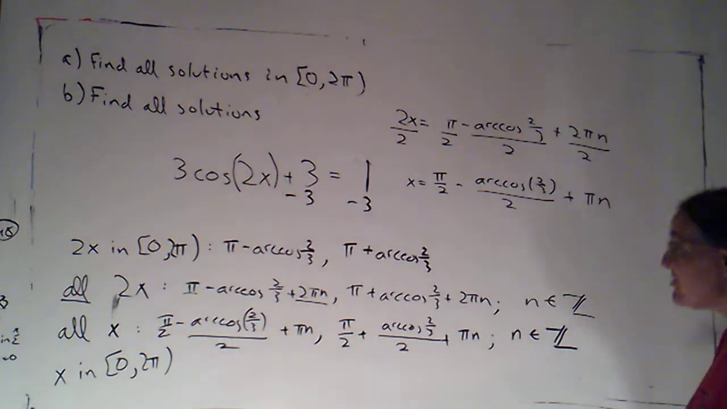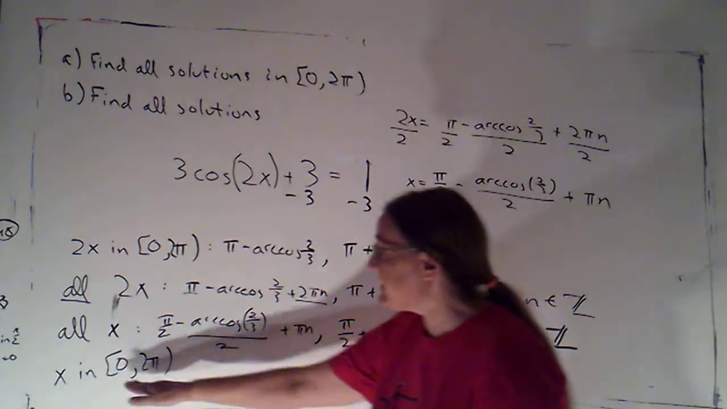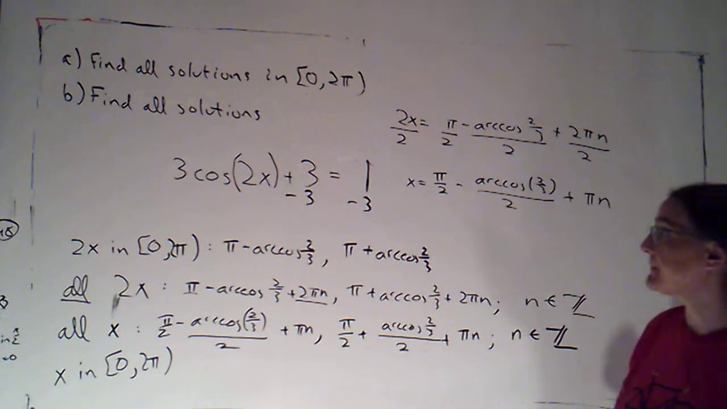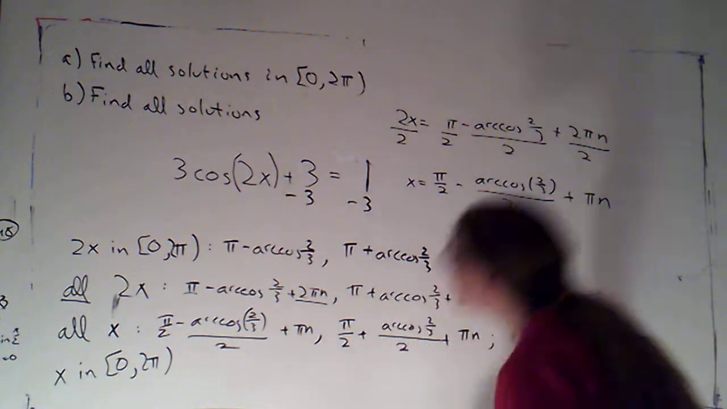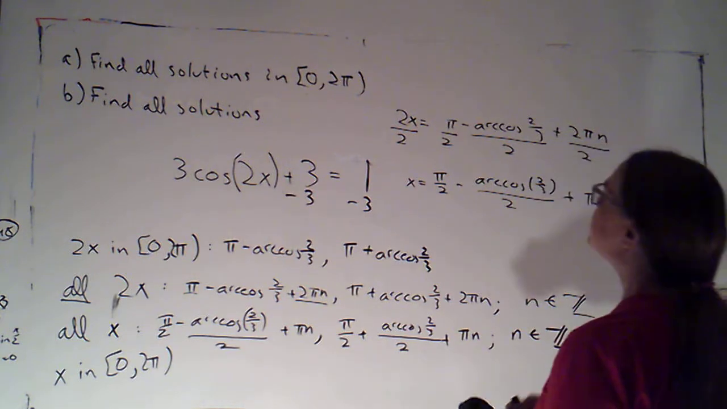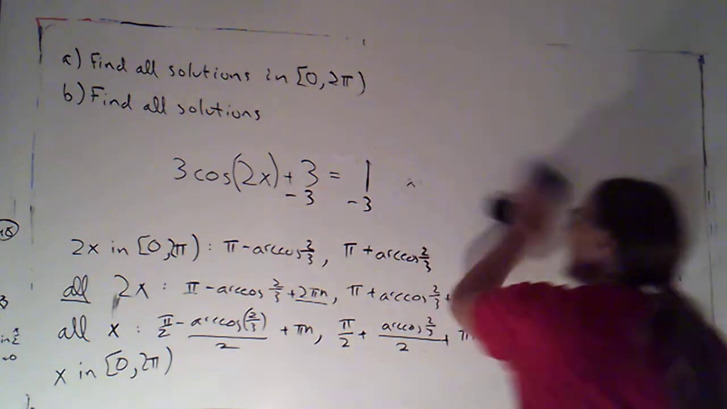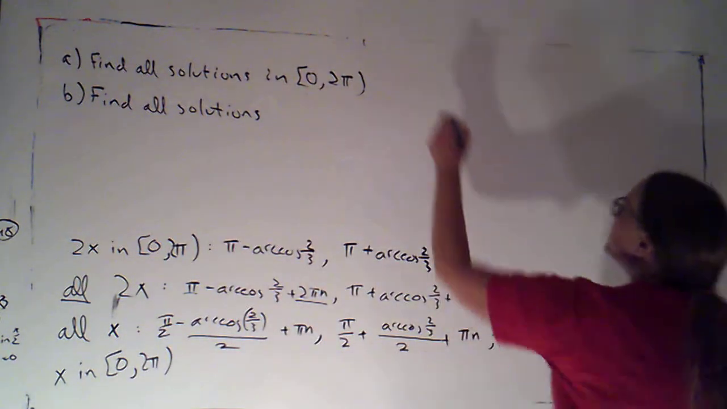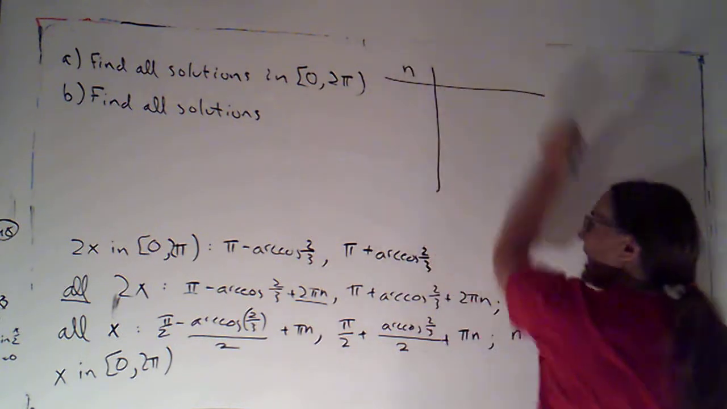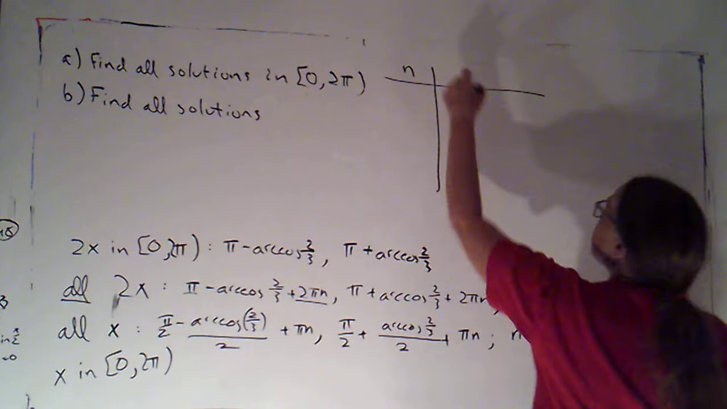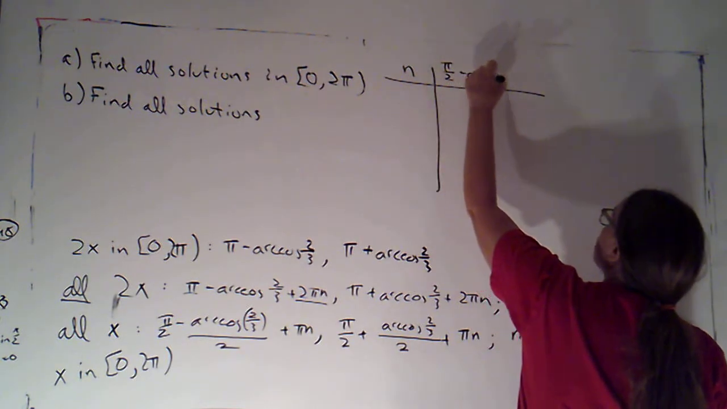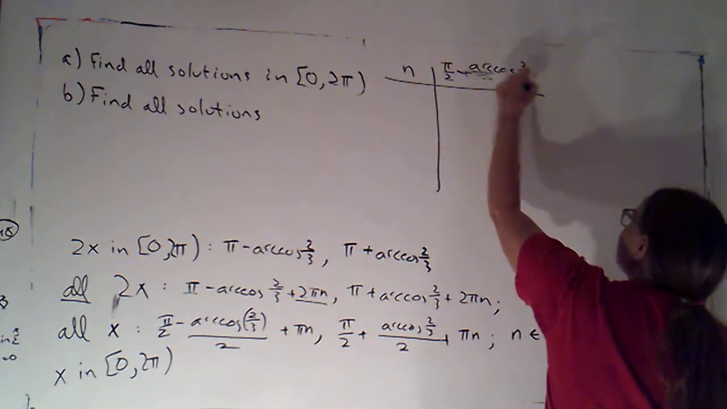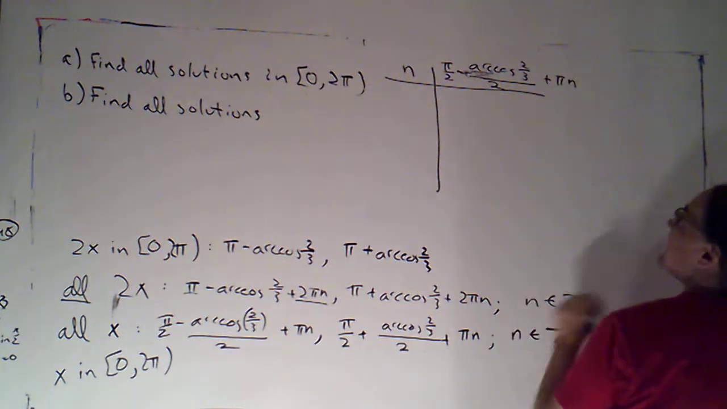So now let's take a look and see what are the values that x could be in the interval from 0 to 2 pi. Okay. So what I'm going to do is actually just create here a little table so that we can see what's going on. I'm going to record what n is, and then I'm going to record what I get when I plug into this. Pi over 2 minus arc cosine of 2/3 over 2 plus pi n.